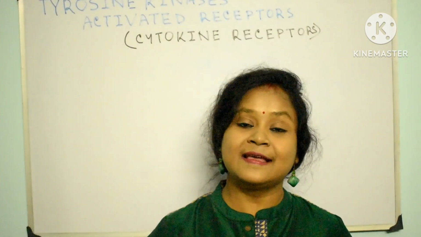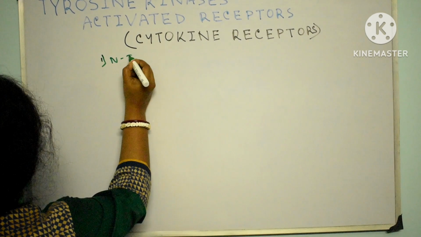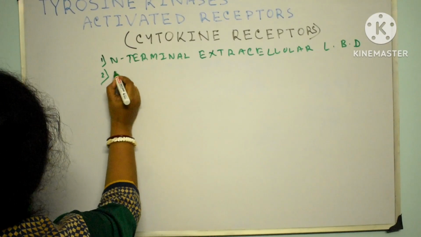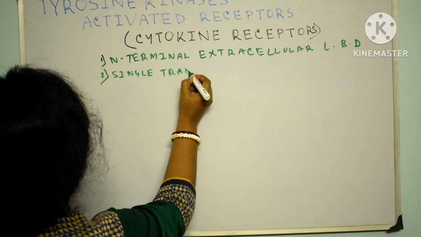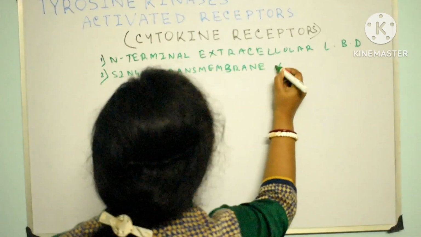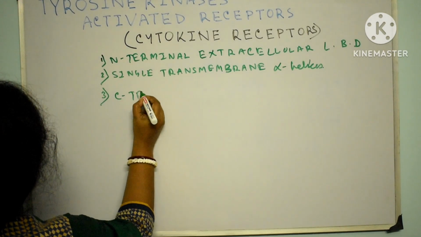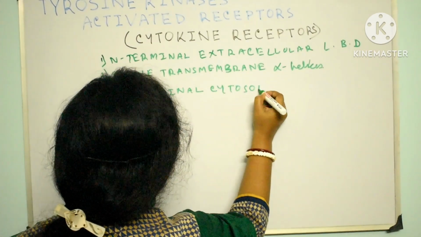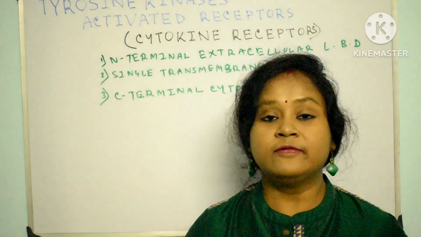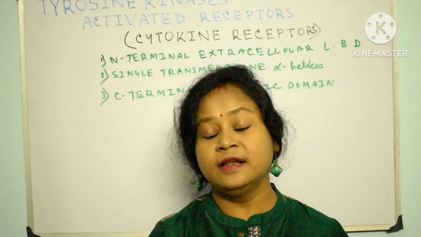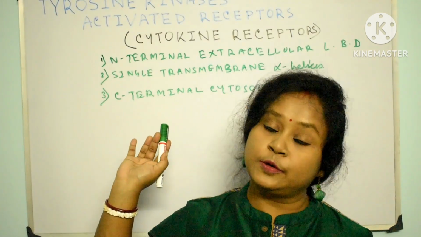The cytokine receptors contain an N-terminal extracellular ligand binding domain, a single transmembrane alpha helix, and a C-terminal cytosolic domain. However, the cytosolic domains of the cytokine receptors are devoid of any known catalytic activity. They have no catalytic activity in the case of cytokine receptors.